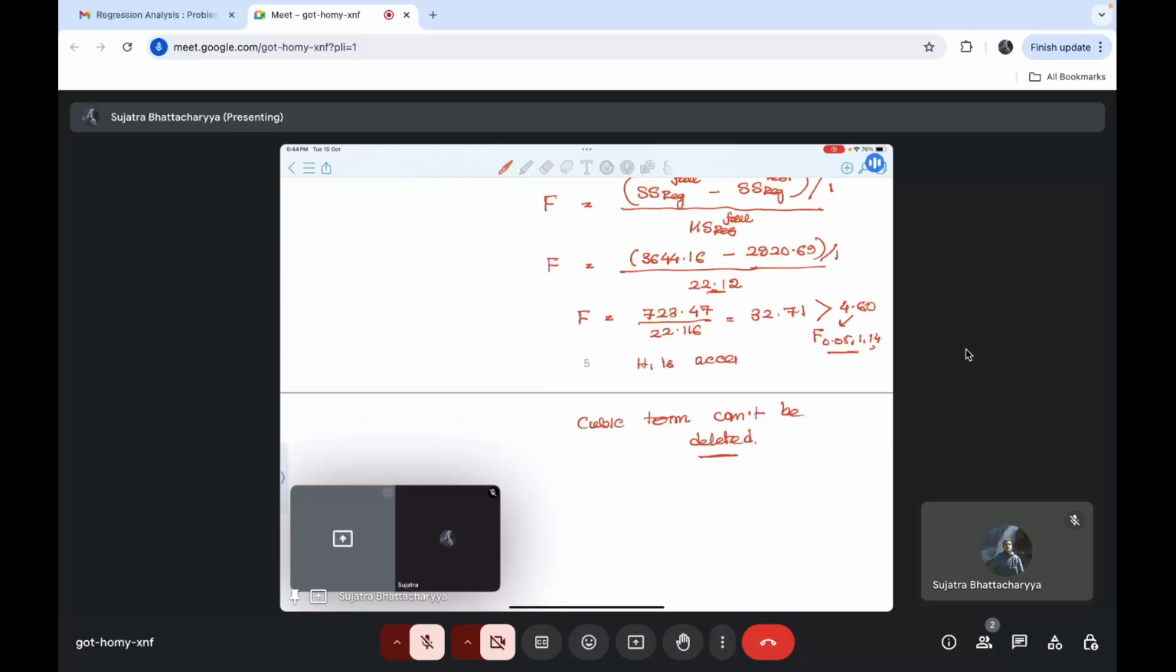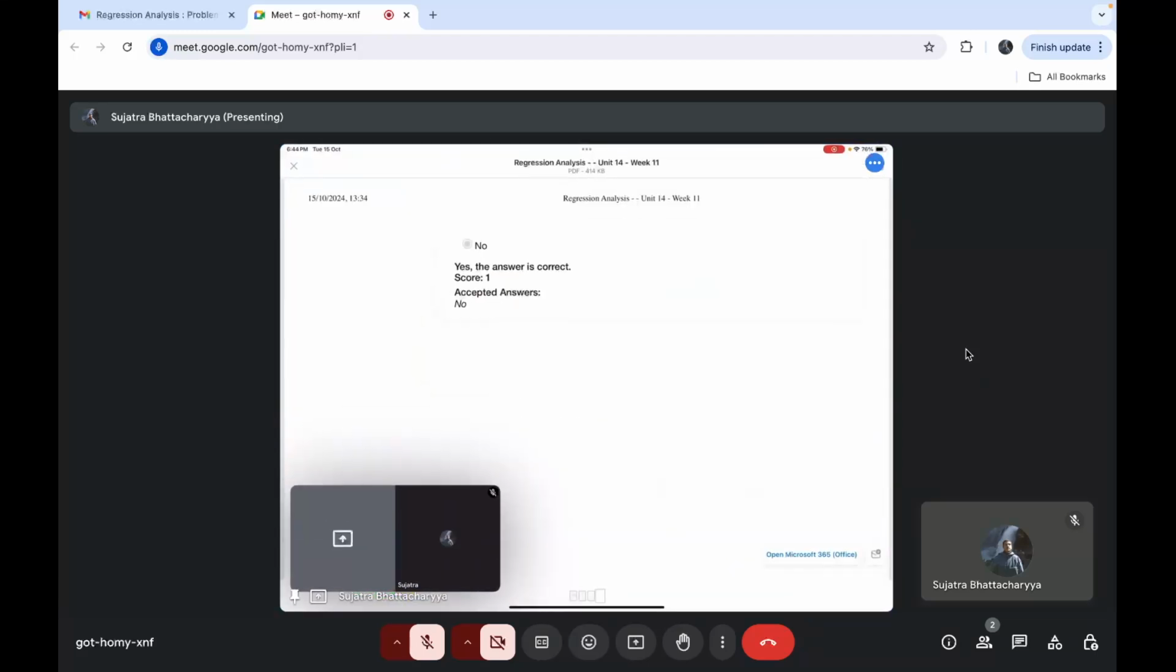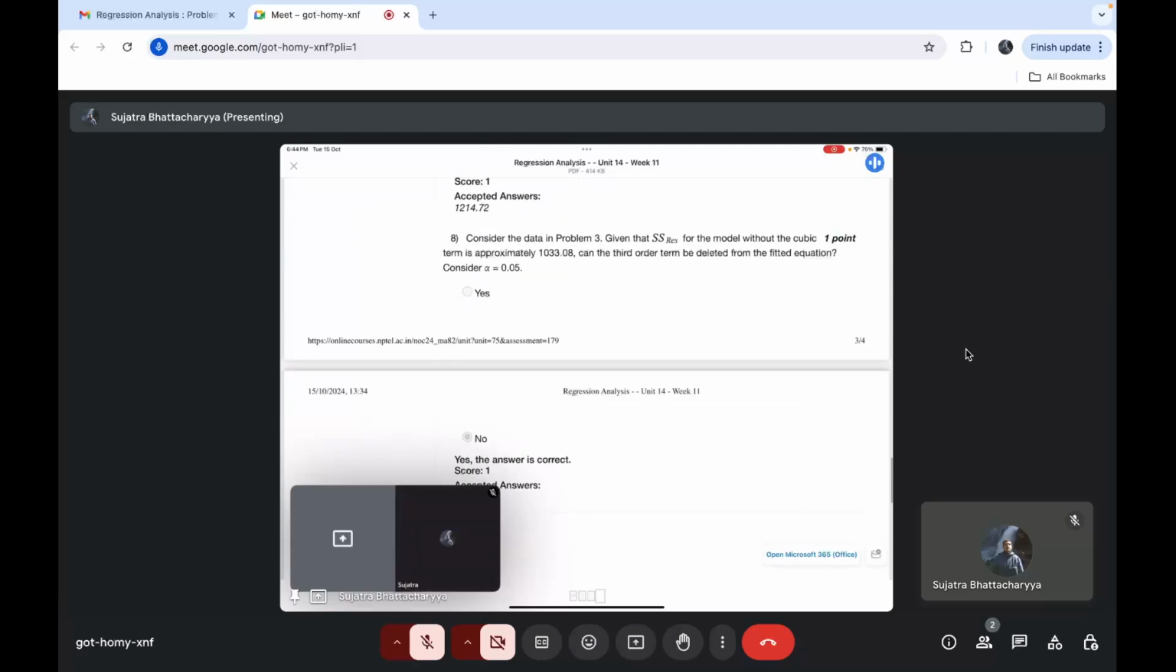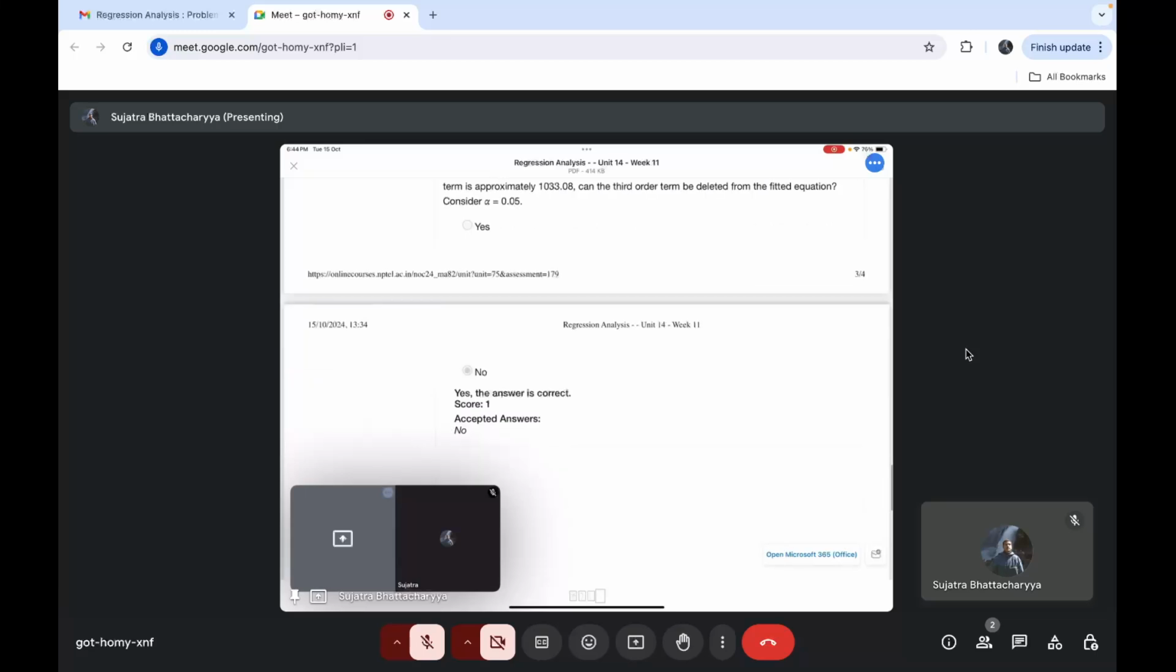So H1 is accepted and therefore the cubic term can't be deleted. Therefore, if you go to the question again, you can see: can the third order term be deleted from the fitted equation? No. No is the correct answer. Okay, so this completes our assignment questions of week 11.